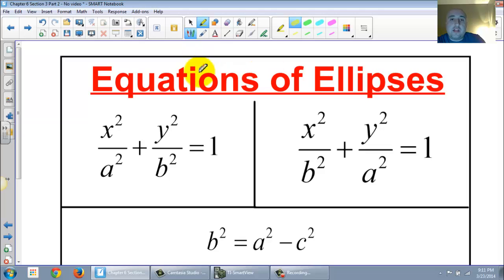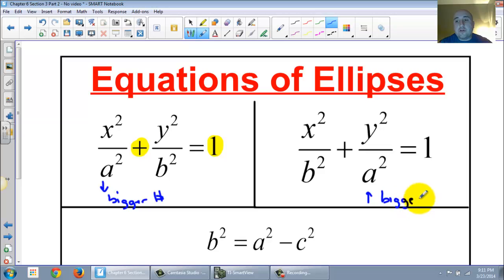The second page in the notes is just the same exact equations that we used in the first part. Just remember, ellipses have plus signs and they're always equal to 1. The A and the B on the bottom can switch. The one thing you have to remember about the A is it's always the bigger number. So anytime we're talking about ellipses, A is the bigger number on the bottom, and b squared would be the smaller of the two numbers.